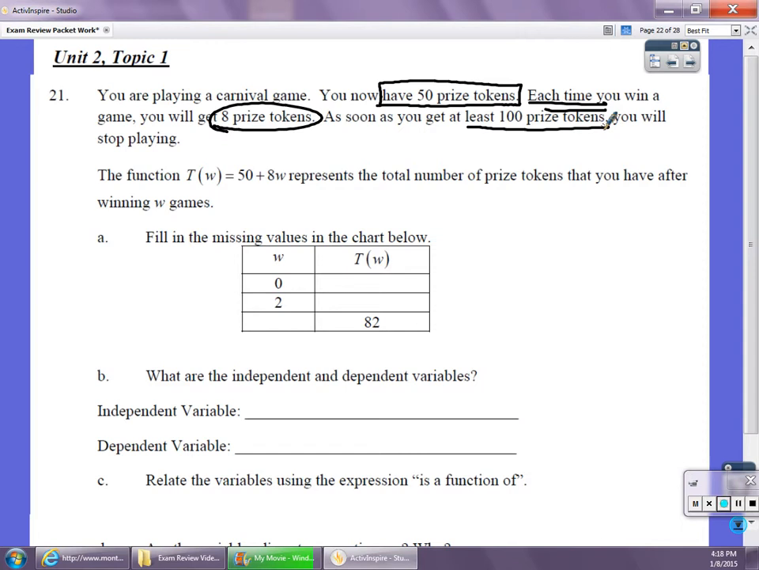All right, the function t of w equals 50 plus 8w represents the total number of prize tokens that you have after winning w games. So we have an equation in function notation there. So there's that t of w. We have 50, which was how many we had, our starting point there. And that 8w represents 8 tokens per win. Okay.